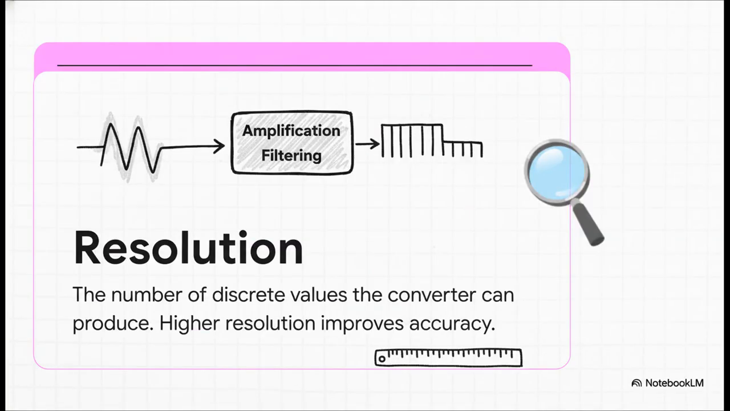Now, how good this final digital picture is depends on a couple of things. First up is resolution. This is basically the number of steps, or grid lines, the ADC has to work with. For example, an 8-bit converter gives you 256 steps, but a 16-bit one gives you over 65,000. So more bits means way more detail and a much more accurate conversion.